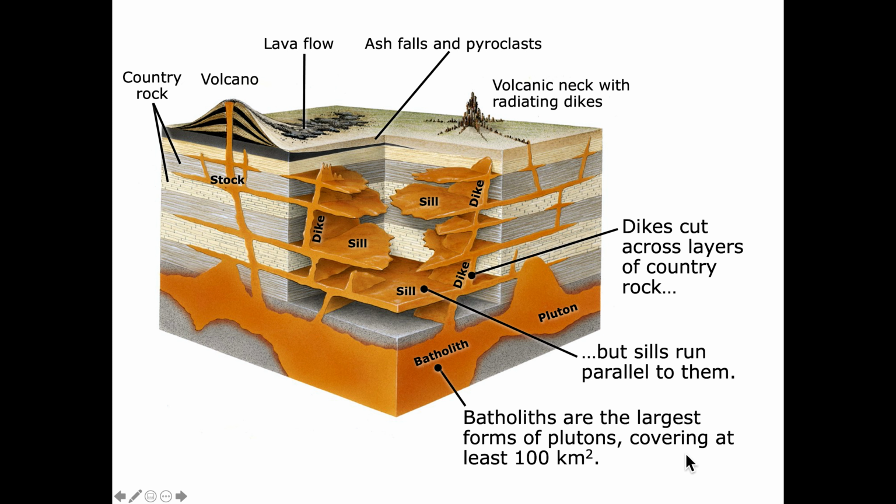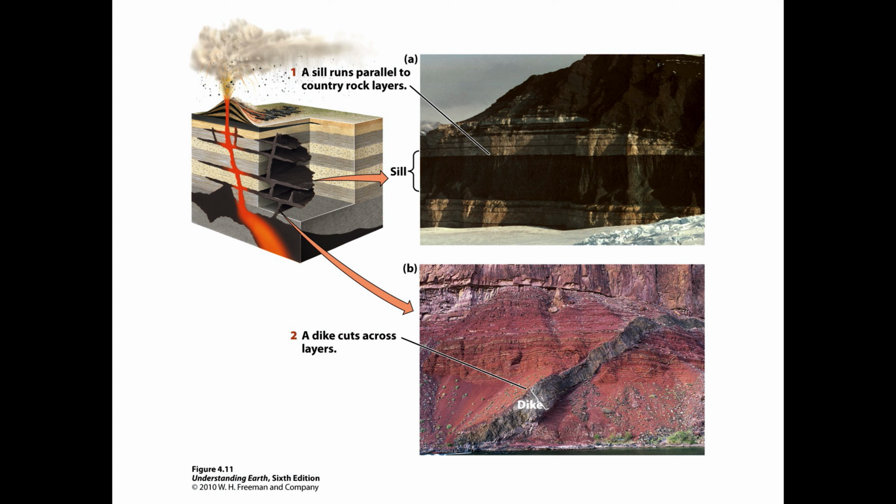Batholiths, again, are the largest forms of plutons, covering at least 100 square kilometers. Here we have a couple images from the Absarokas in northern Montana. We have a sill here. Again, this is going to run concordant with the original country rock. And then down here we have a dike which cuts across the original bedding layers of the country rock.